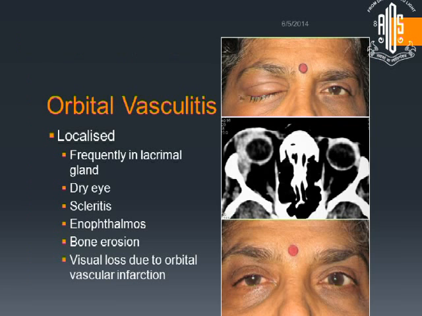Lacrimal gland involvement can cause dry eye. Other than that, the patient may have scleritis. This is one particular entity where orbital inflammation is associated with scleritis. There may be enophthalmos, bone erosion, and visual loss due to orbital vascular infarction. This is very often seen. In the last 3 years of the 4 Wegener's patients that I've seen, 3 of them have had some amount of visual loss.